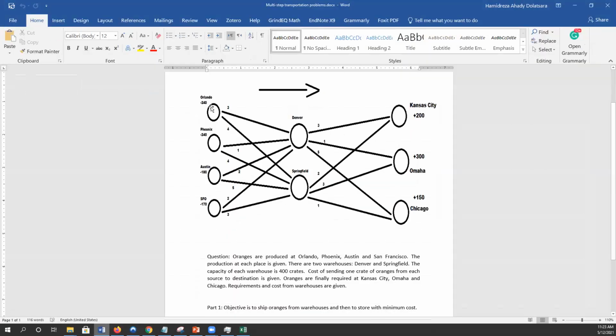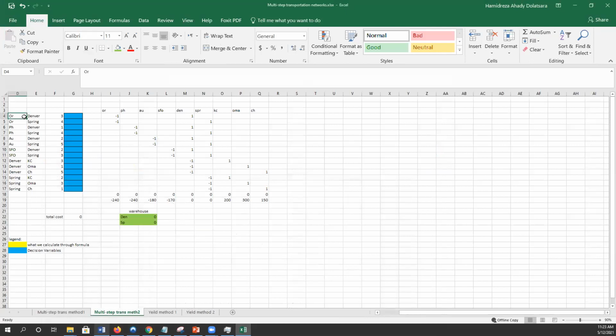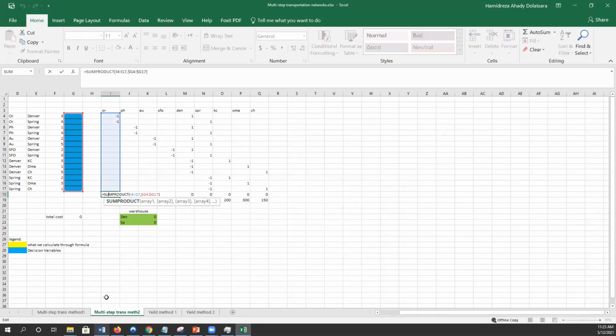So let's move on. Orlando to Denver, Orlando to Springfield, and I have -1 for these 2. -1 just means its coefficient. So 1 means inbound, and -1 means outbound. At the bottom, I have another formula. It just calculates the total amount of outbound. So -1, meaning outbound, times the blue cells. Blue cells also mean decision variables, how many.